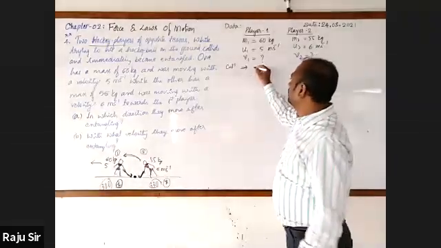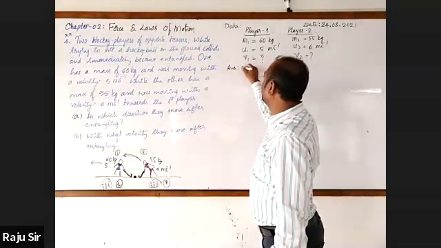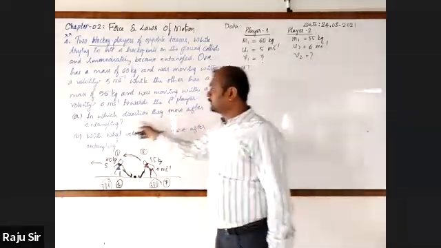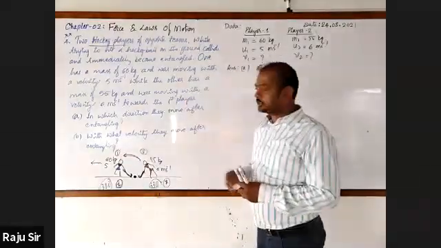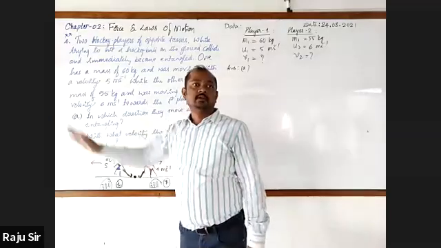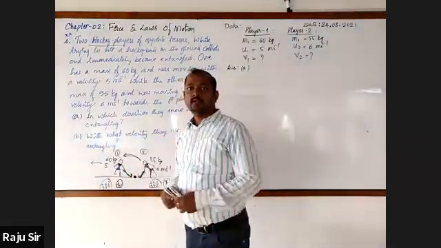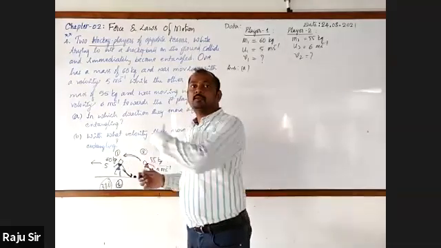After entangling, both the players move together. Therefore, V1 is equal to V2 is equal to X. Player 1 or player 1 side.